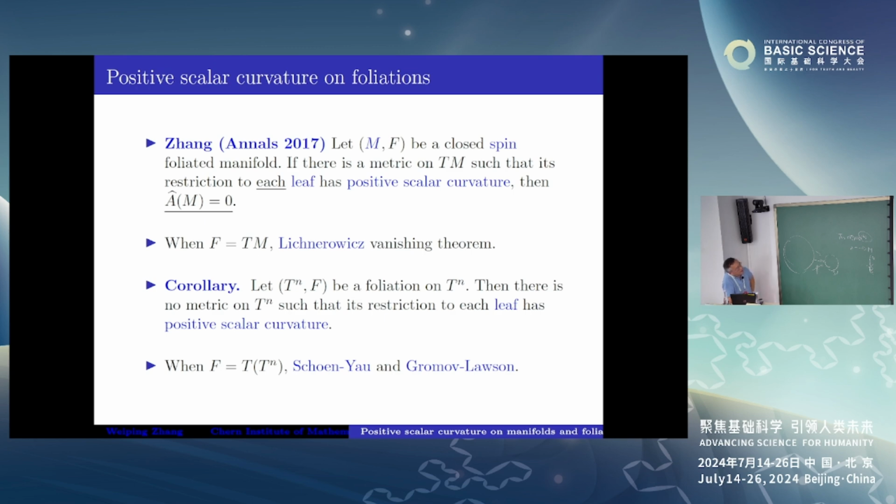And as a corollary, you can show that on the torus there's no foliation of positive leafwise scalar curvature. That means if you have an integral subbundle F of a torus, then there's no metric on the torus such that when restricted to each leaf it has positive scalar curvature. So when F is the total tangent bundle of the torus, this recovers the original theorem of Schoen-Yau and Gromov and Lawson.